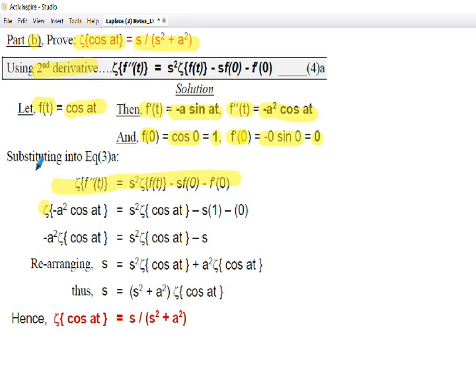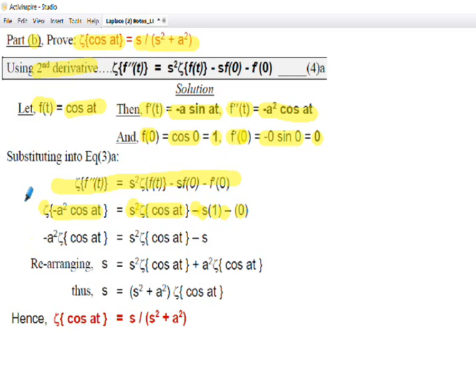So on the left-hand side, we get the Laplace transform of the second derivative of f, which in this case is minus a squared cos at, and that's equal to s squared times the Laplace transform of the function of t. The original function is cos at, and then we take away from that s times the value of the function of t when t is equal to 0, which is 1 in this case, and we take away from that the value of the first derivative when t is equal to 0, which above we show is 0.